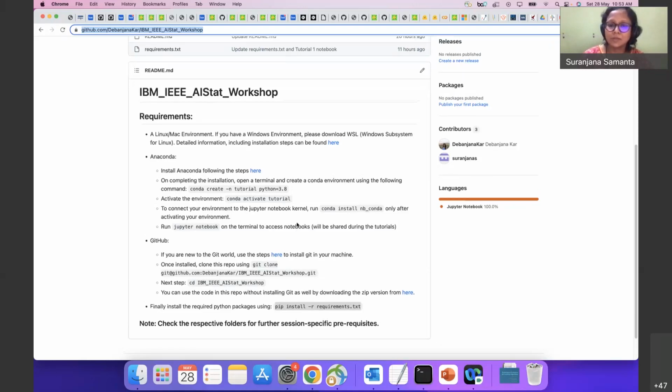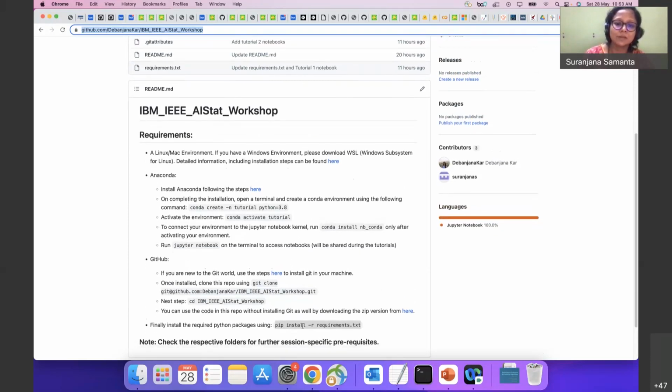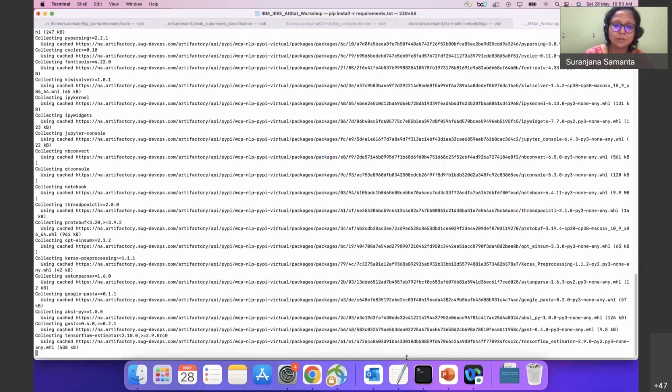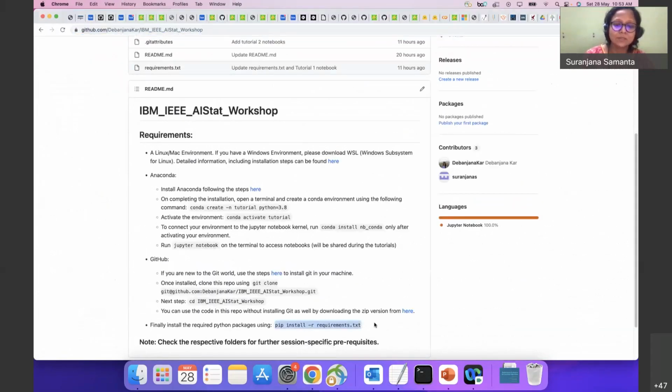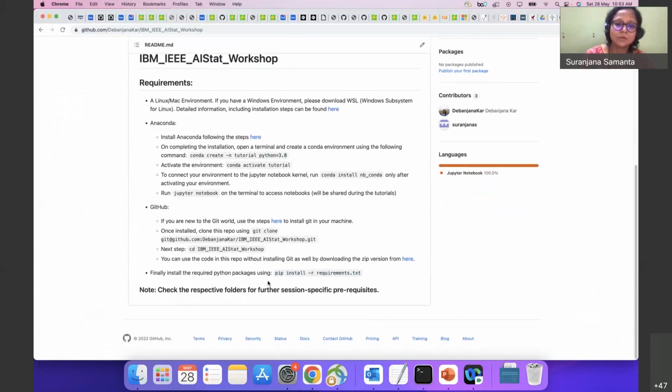You can either clone it directly using Git clone, or you can download the zip and copy it here. And then you need to install the packages. These packages contain all the things which will be covered in subsequent sessions as well. That's why it's taking some time. But once you are done installing this requirements.txt, this should take care of all the other sessions as well.